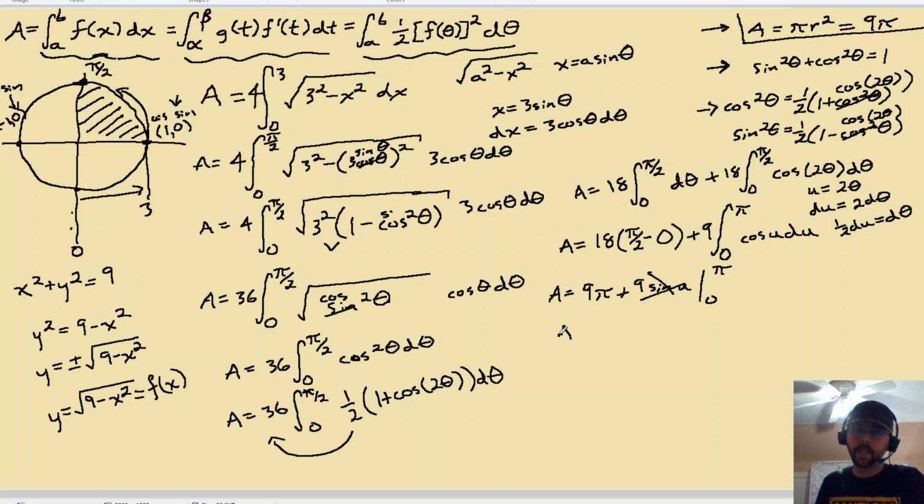So finally, the answer equals 9 pi, which is what we had established at the beginning, that 9 pi should be our answer. So this is how you can use the integral in the Cartesian coordinates to find the area of this entire circle. Now we're going to do the same steps, but with parametric coordinates.